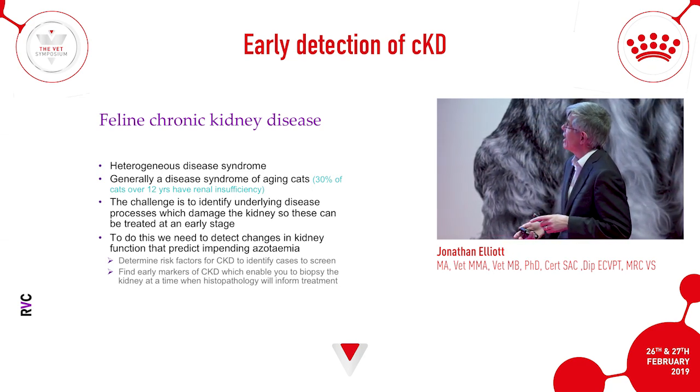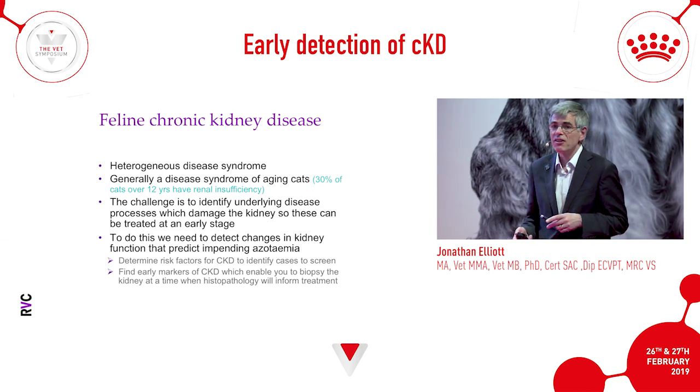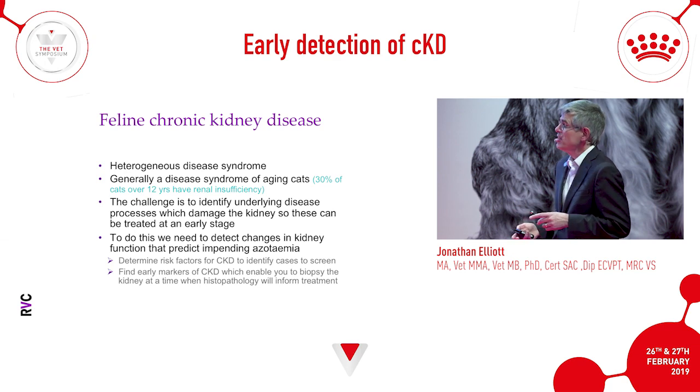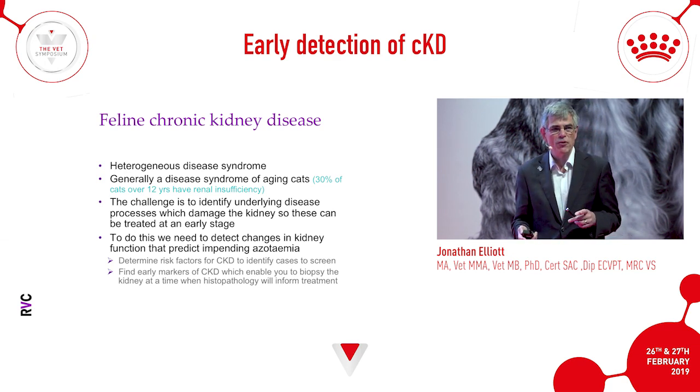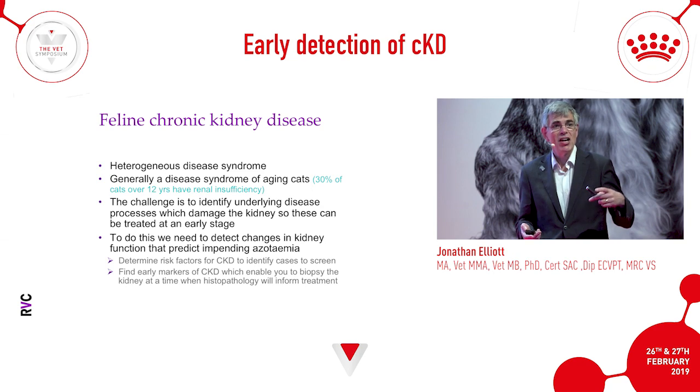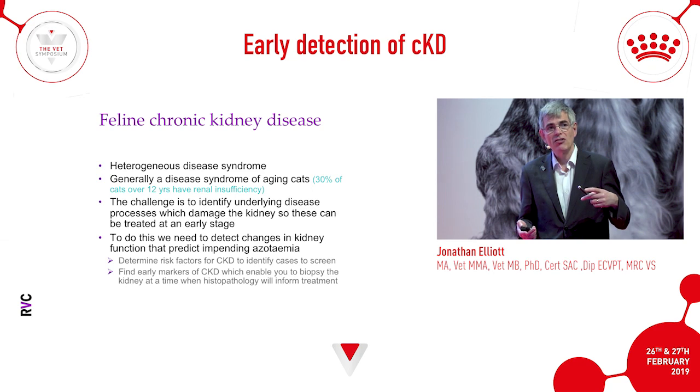So what we need to do is to determine the cats that are at most risk of chronic kidney disease so that we can screen a high-risk population, and then to find early markers that will give us the confidence to investigate further and identify what is the primary disease problem. And we're a long way from that at the moment. And so what I'm going to do is to talk about, first of all, the epidemiological risk factors, and then where we're at in looking at those cats that are at high risk and identifying their kidney function.